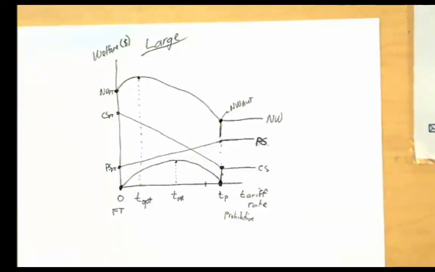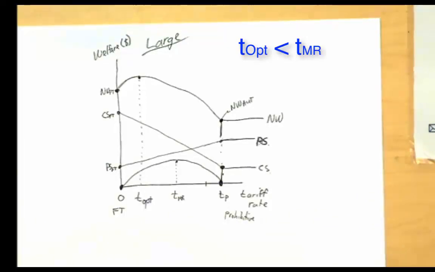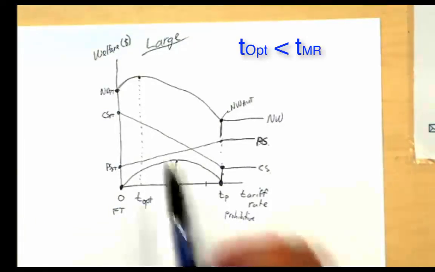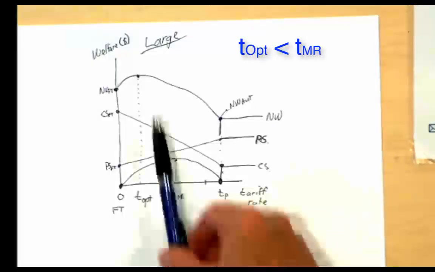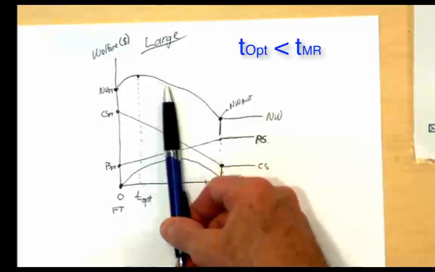Oh, one more regularity that will be true if you did the math. I'm not going to ask you to do the math. The math tells us that the optimal tariff is always lower than the maximum revenue tariff. That will always be true. Optimal tariff is always going to be lower than the maximum revenue tariff. But once we push the tariff above the optimal rate, national welfare is going to start to fall.